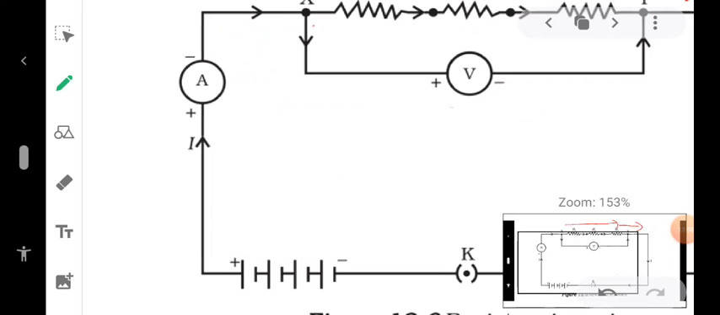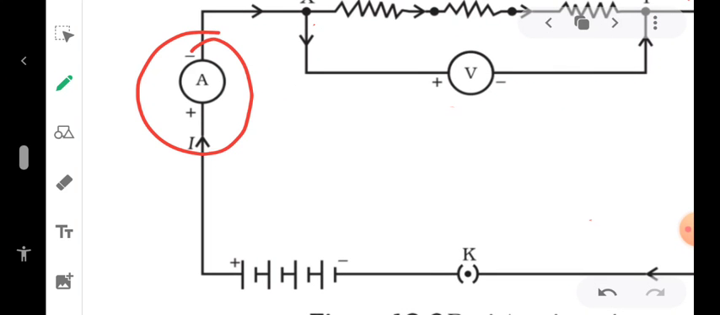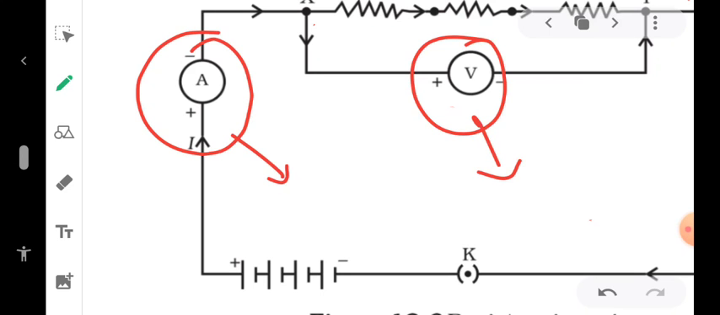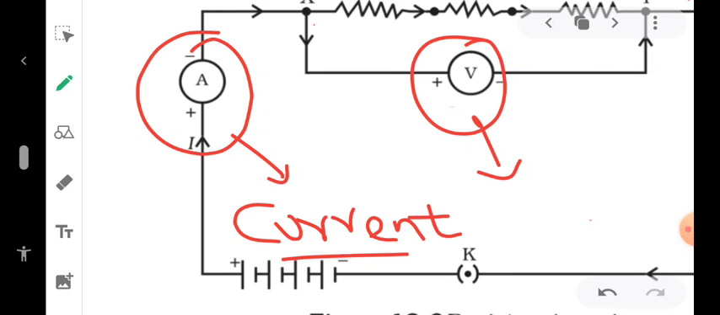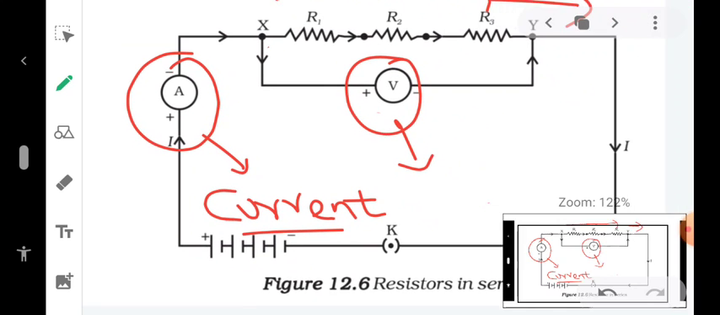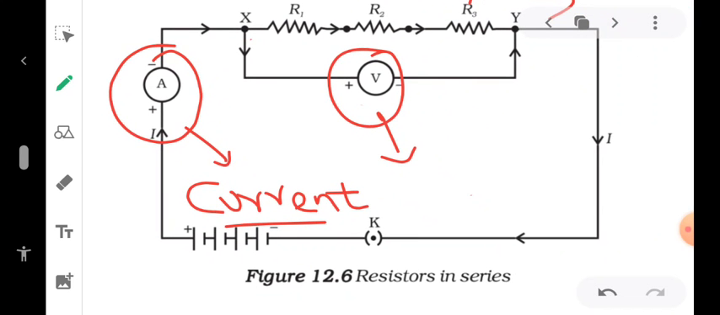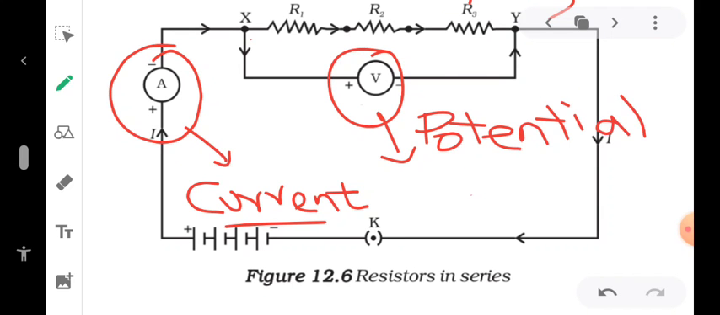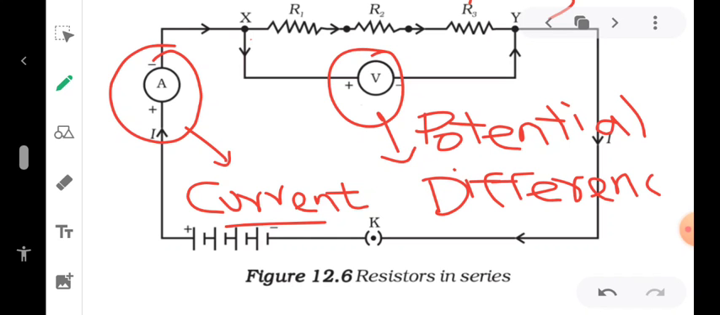What is the purpose of an ammeter? This is an ammeter. This is a voltmeter. What is an ammeter? An ammeter is the instrument to measure the value of current. A voltmeter is a device which is used to measure the potential difference across anything. The unit of potential difference is voltage. That is why it is called a voltmeter. Potential difference, current.